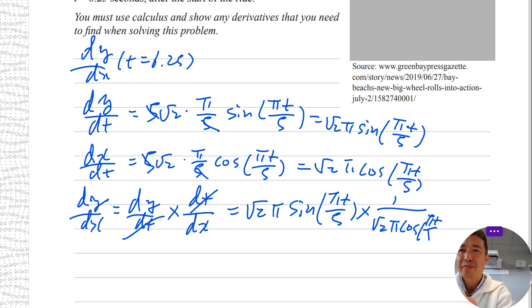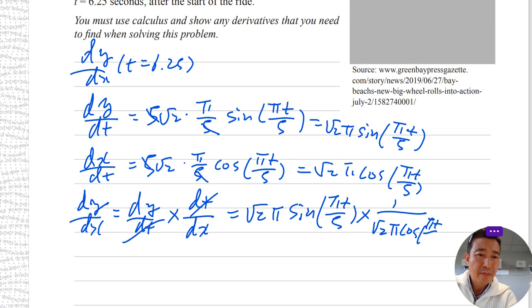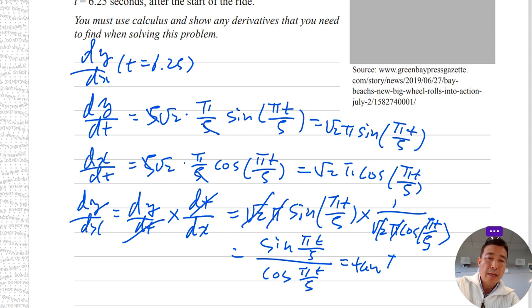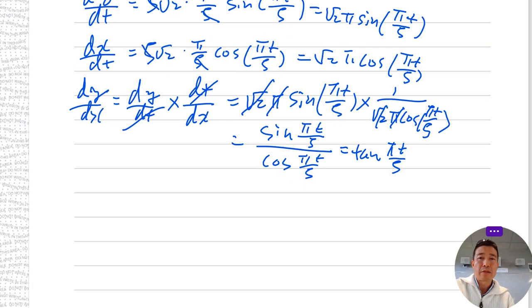Oops, hold on. All right, I think it's fixed. So, as you see here, square root of 2 and pi cancel out. So what I have is sine pi t over 5 over cosine pi t over 5. You know what sine theta over cosine theta is? That's tangent theta. So it becomes tangent pi t over 5, which is the gradient of the tangent, right?